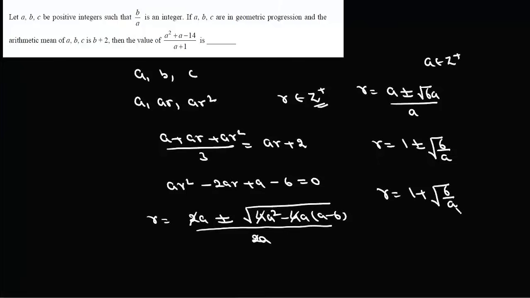Now we have to find an integral value of A for which 6 by A is a perfect square. So the only value of A possible here is 6. So we'll get A as 6 and R as 2. Now we need to find this value, (A square plus A minus 14) upon (A plus 1). So if we put A as 6, we'll get 36 plus 6, 42. 42 minus 14, 28. 28 by 7, which is 4. So the answer to this question is 4.